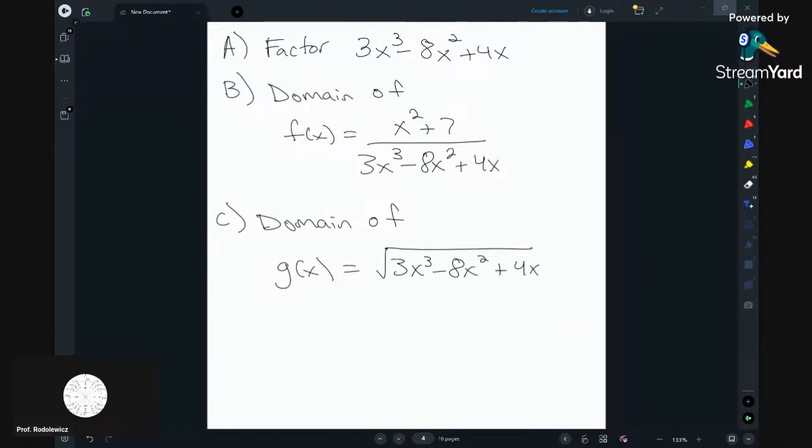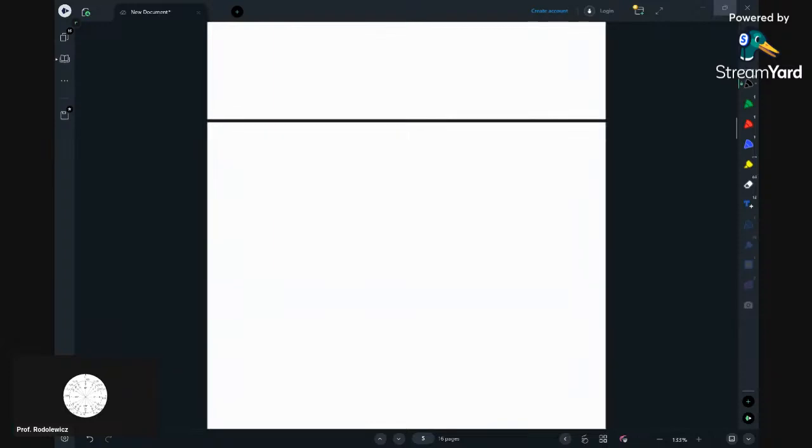All right. Then we're going to see why did we even do that? How is that important for parts B and C here? Well, if it's not automatically obvious, this expression in the denominator is what we're factoring, and this expression inside the square root is what we're factoring. So A, factor 3x cubed minus 8x squared plus 4x.